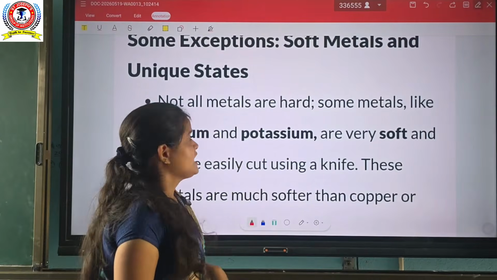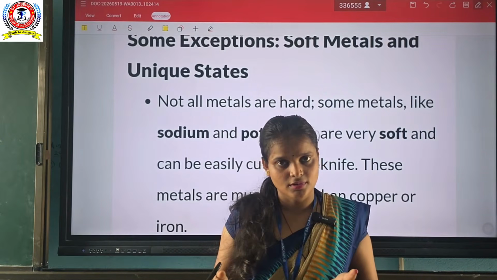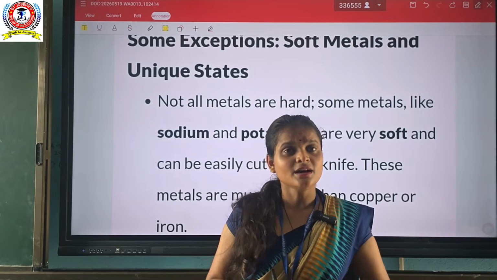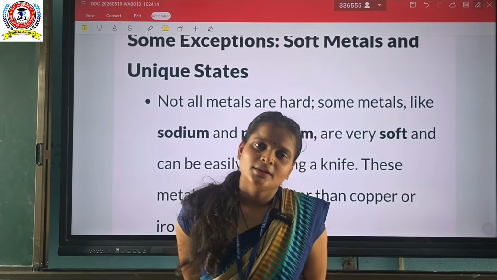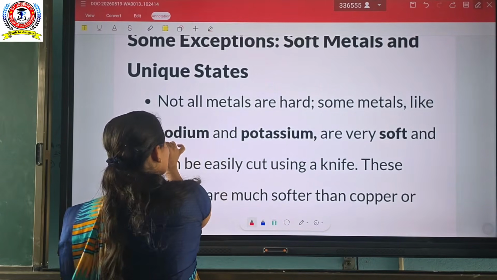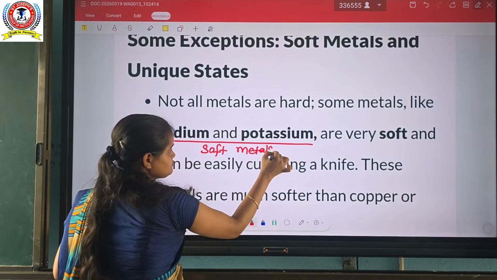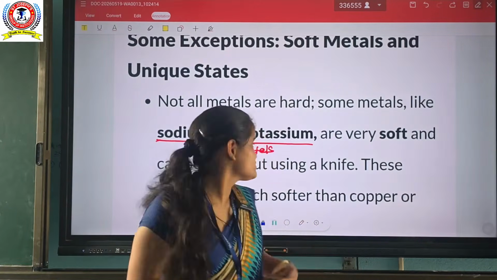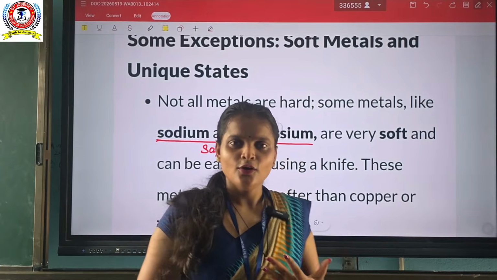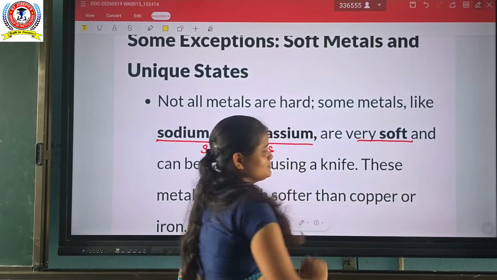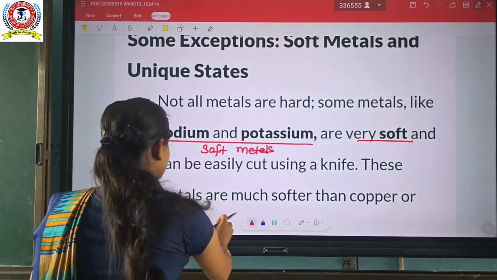Now let us go to the exceptions of malleability. I just told you that metals can be beaten into thin sheets. But can all metals be beaten into thin sheets? Is it possible? No, because I already told you sodium and potassium are soft metals. Can we beat them into thin sheets? It is not possible. So these are the exceptions, because they are very soft in nature. They do not have the malleability property, and they can be cut with a knife. I've already told you that.